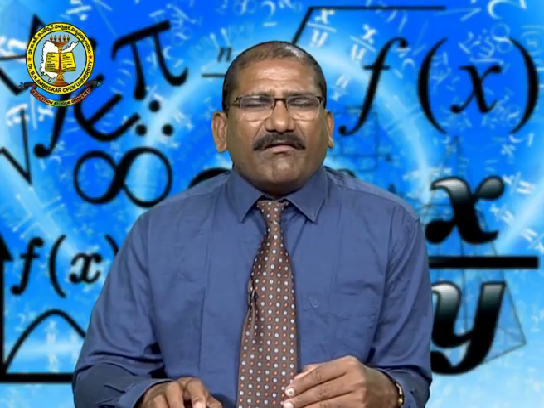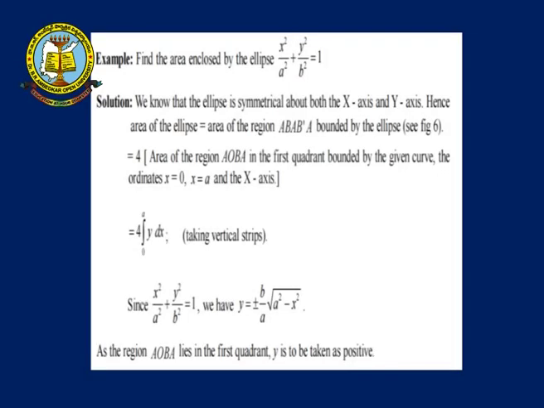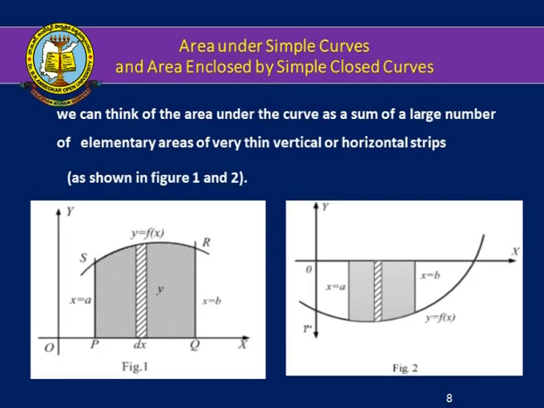Now, these three are the simple closed curve areas that we will identify here. Find the area enclosed by the ellipse x square by a square plus y square by b square equal to 1. Here this is enclosed by a simple closed curve, that is, the ellipse. Whenever we have such a region, we identify the positive side and the negative side of the function, and those areas we can identify for finding the areas of simple curves.